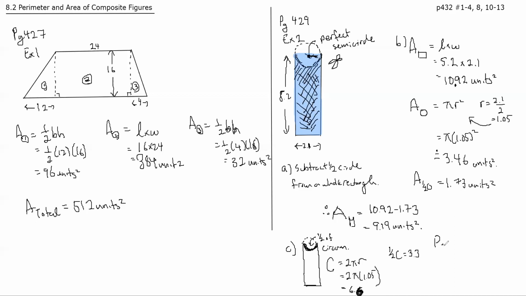Therefore, the perimeter is 5.2 plus 2.1 plus 5.2 plus 3.3, which is 15.8 units, not squared.